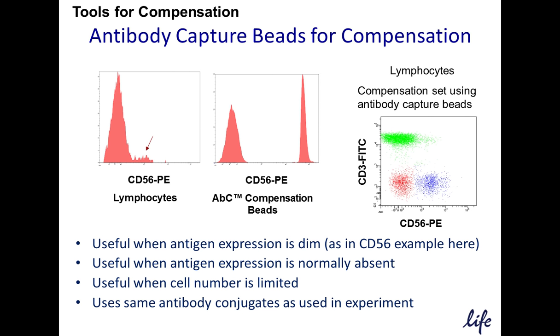The use of antibody capture beads for compensation has several advantages. The antibody capture beads can replace cells, and this is an advantage when the cells are scarce or precious. And the antibodies are captured on beads without regard to specificity, so a bright and uniform signal is obtained regardless of the cells used.